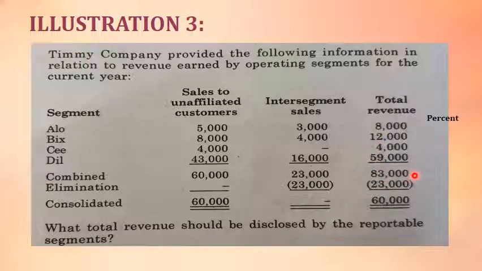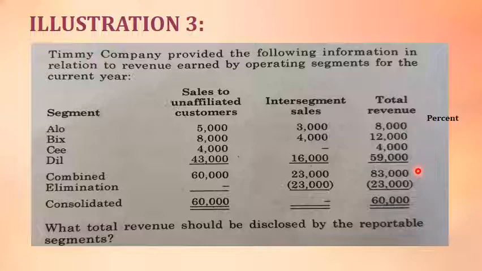So, the total revenue or yung combined total revenue is 83,000 pesos. Etong 60,000 na consolidated, ito yung makikita natin sa income statement. Tatanggalin natin yung intersegment sales or yung income dun sa intersegment sales. Okay, so we have 83,000. What is the 10% of 83,000?